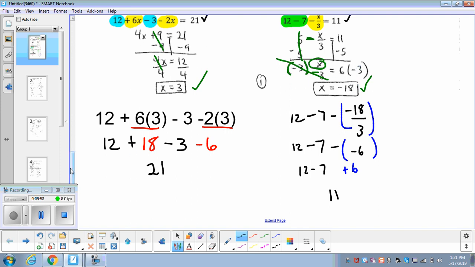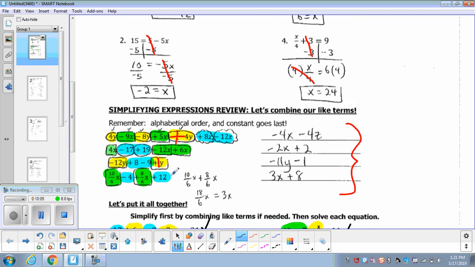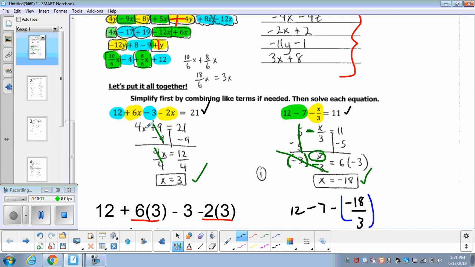So the purpose of this video was for me to review with you guys how to solve a two-step equation, also how to combine like terms, and notice by doing this, we're trying to get to two terms. The goal of getting to the two terms is to now be able to solve the two-step equation.